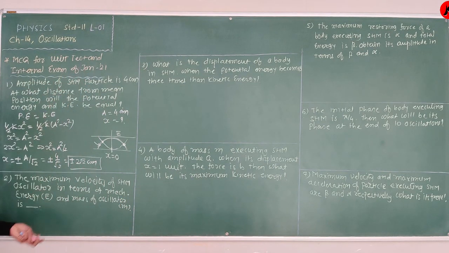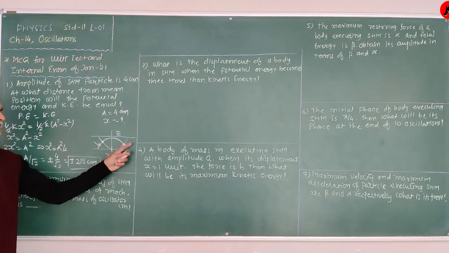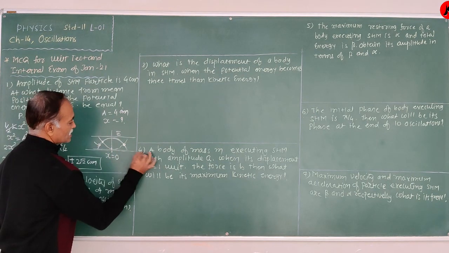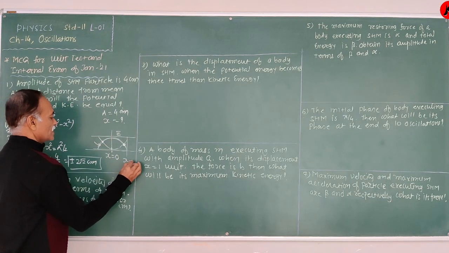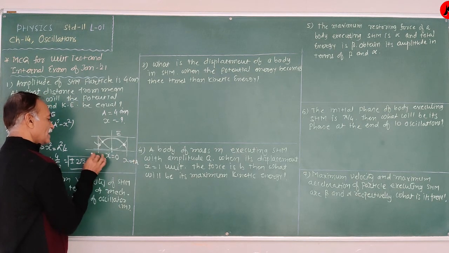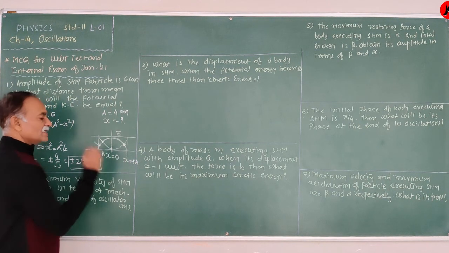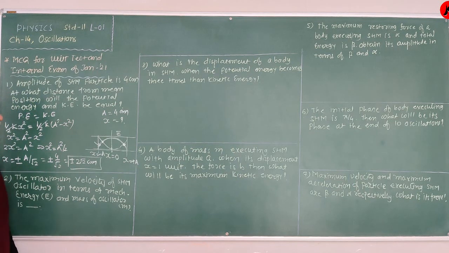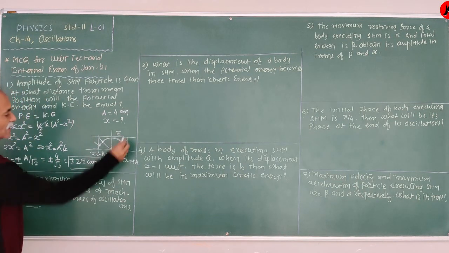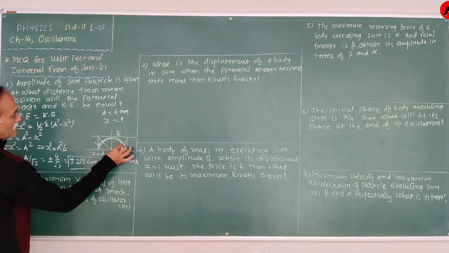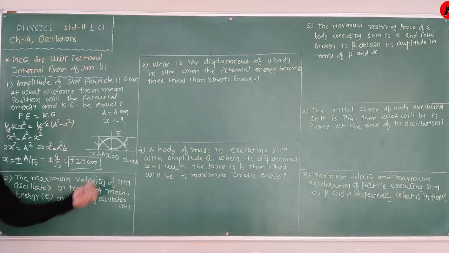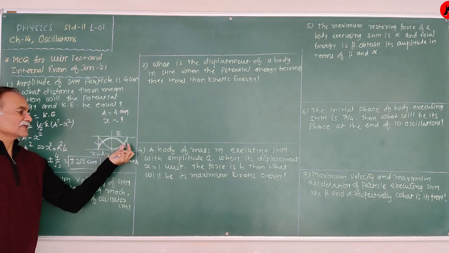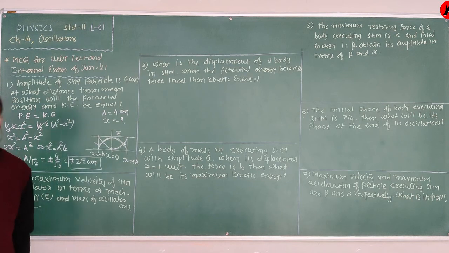Understand or not? So we already learned this graph of energy versus distance. Here x is equal to 0 is the mean position, and here x is equal to plus A maximum, and this side x is equal to minus A. These are the amplitudes. There is the graph of kinetic energy, and there is the graph of potential energy. At these two points, the kinetic energy and potential energy cross each other. That means the kinetic energy is the same as the potential energy.